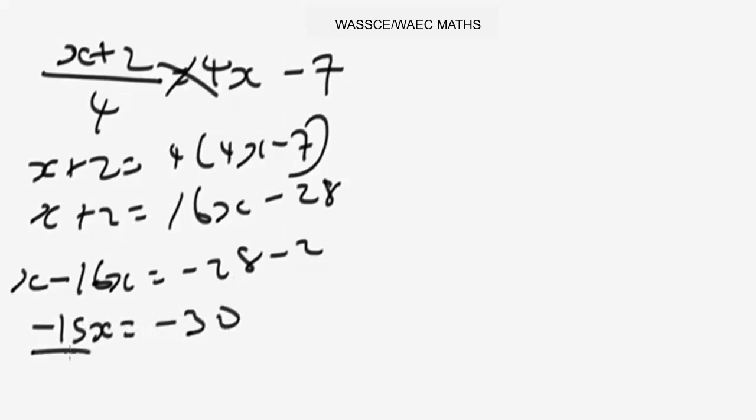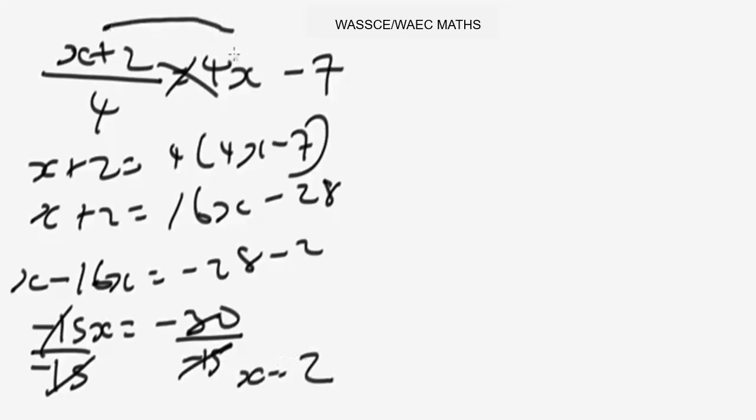Divide both sides by minus 15 to make x the subject of the formula. So minus 30 divided by minus 15, our x will be what? 2. And so when you plug in 2 in this expression we have, we are going to get the same values at both ends. Okay, so it's as simple as that, guys. Now let me show you a second method you can use to solve this, which I prefer.